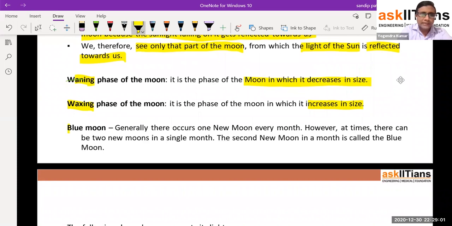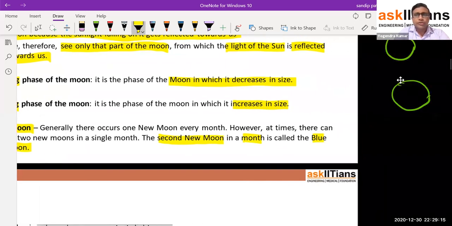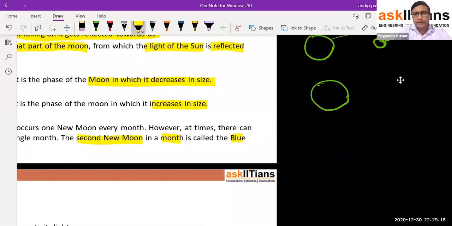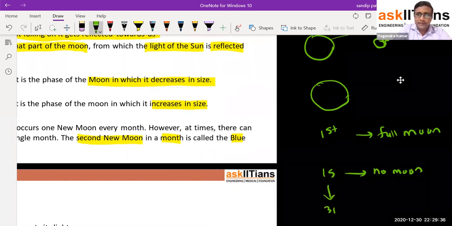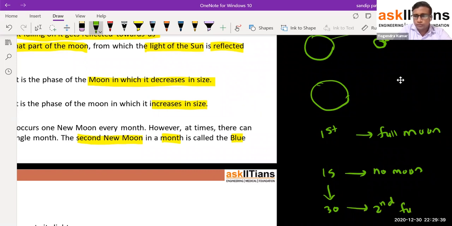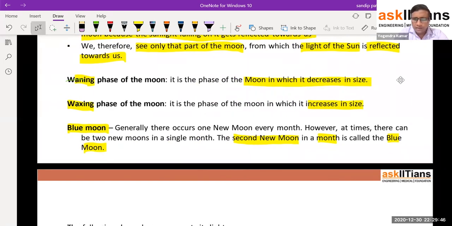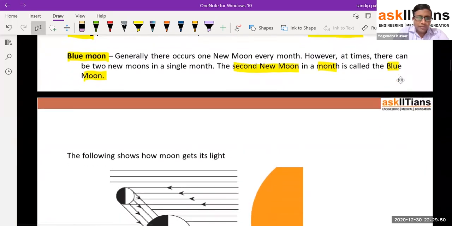Then there is one more term called blue moon. So what is a blue moon? The second full moon in a month is called a blue moon. As we know, after every 15 days there is a change of phase. So consider the first day of any month to be a full moon day. After 15 days, this will be the no moon day or Amavasya. Again, after 15 days, there will be a second full moon. So this second full moon is called a blue moon. These are the different terms we are going to use. You should try to learn those terms.